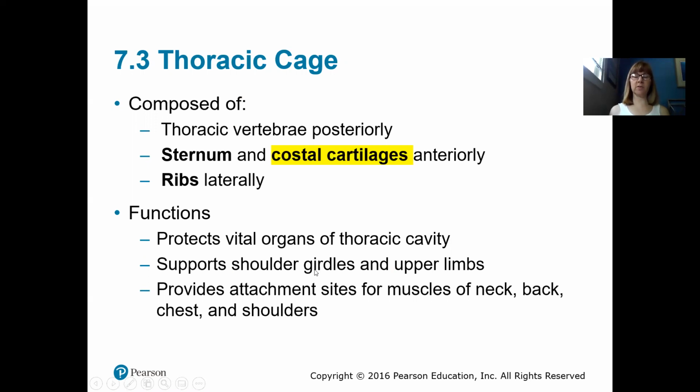So it's supporting also the girdles. It's supporting the pectoral girdle and also holding up those upper limbs. And there's a lot of muscle attachment for the neck and the back and chest and shoulders.